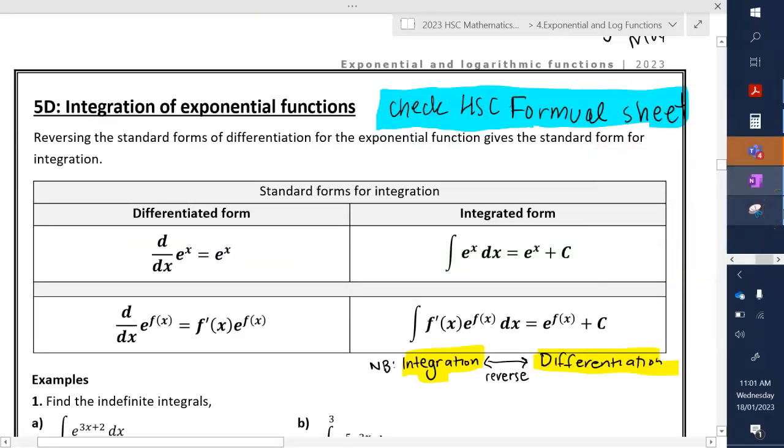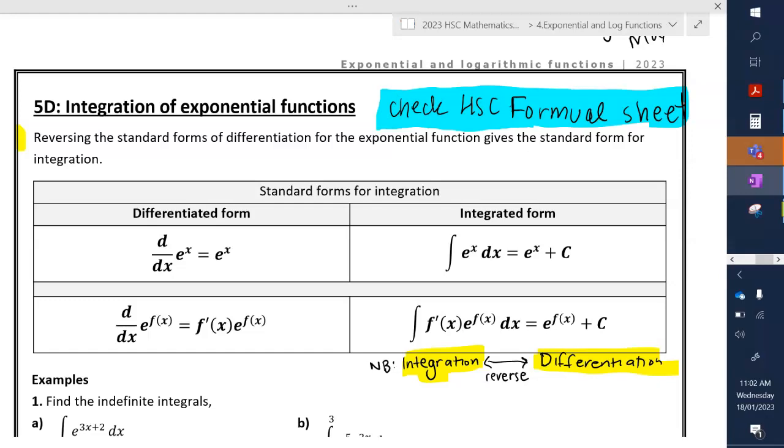Okay, so our notes here tell us that reversing the standard forms of differentiation for the exponential function gives the standard form for integration. All that's saying there is basically that the integration and differentiation are reversed. So we need to remember that when we're working out our solutions here. Just like our HSC formula sheet, they're on here as well. When we differentiate an exponential, we get that exponential. When we integrate an exponential, we get that same exponential plus c. That's if we've only got an x in the function. So that's the very basic form.